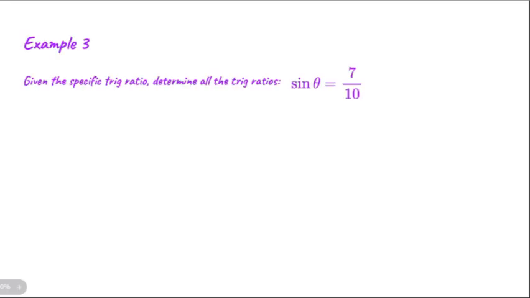All right, let's go over these last type of problems. I like these problems because they take everything we've talked about to this point and kind of sum it up. Now, notice we're not given a triangle. We're just given one identity of sine. So we have to try and figure out what the other 5 are.